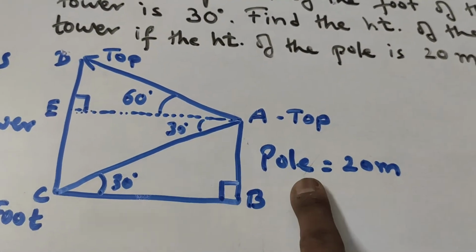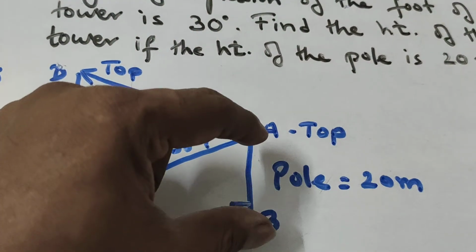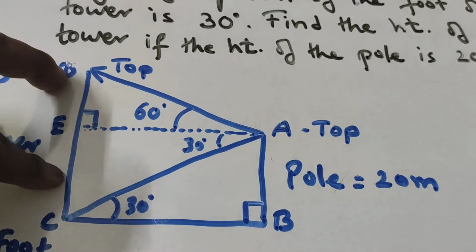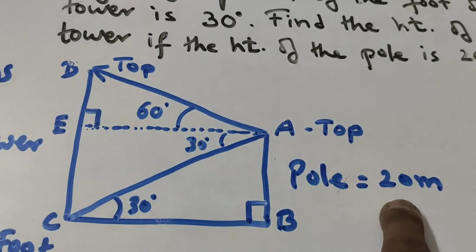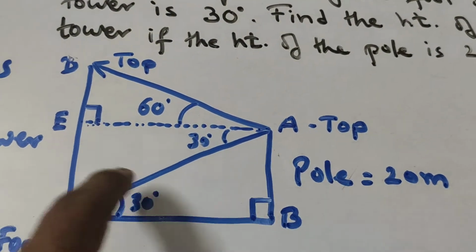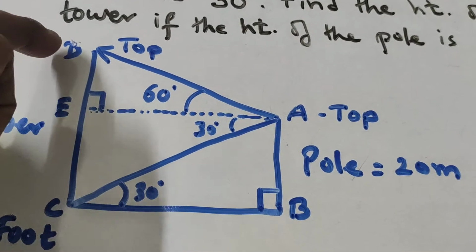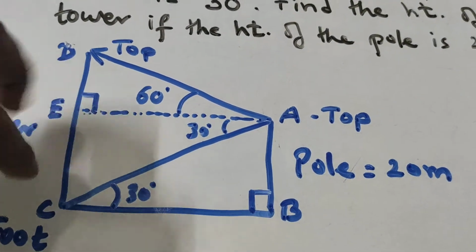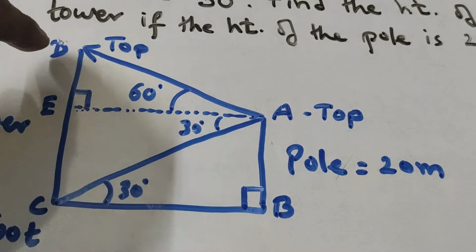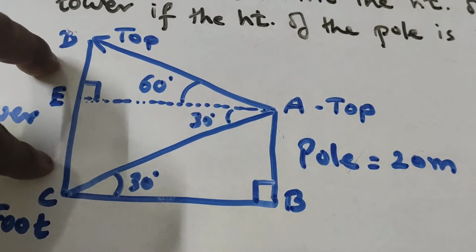Now the pole is equal to 20 meters. If the pole is 20 meters, then this part is 20, then this part is also 20. We don't know ED. We know AB is equal to 20, so BC is going to be 20. So EC is also 20, but we don't know DE. So the height of the tower is CE plus ED, which becomes 20 plus X. So here we put X.